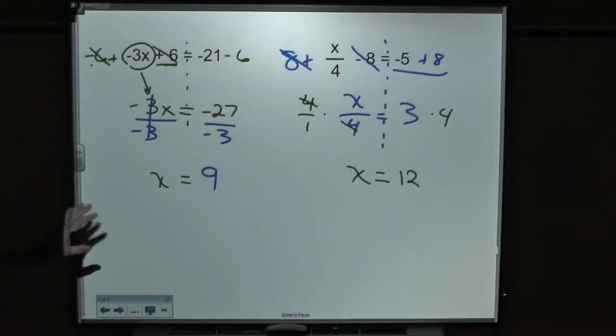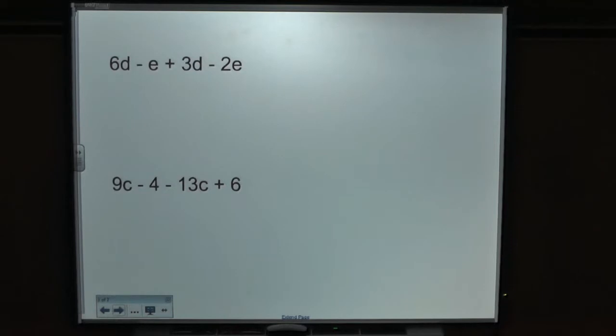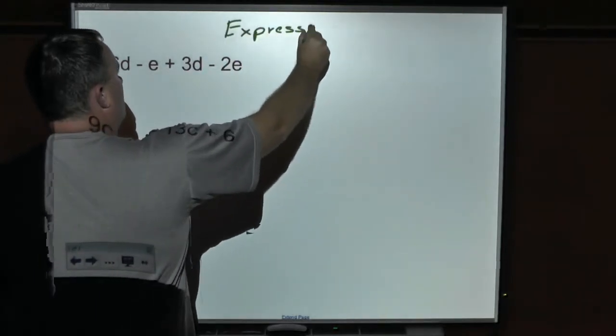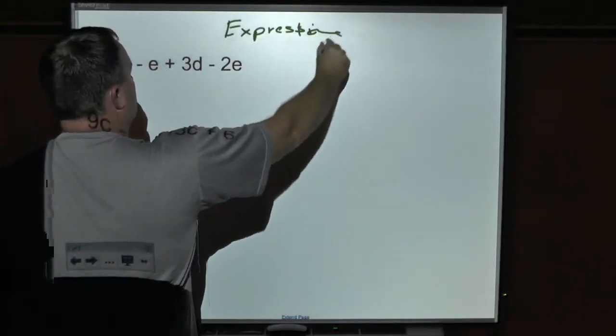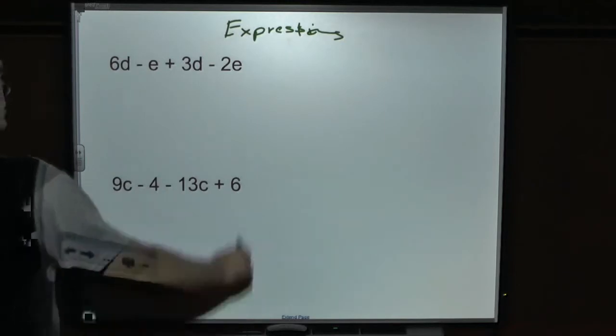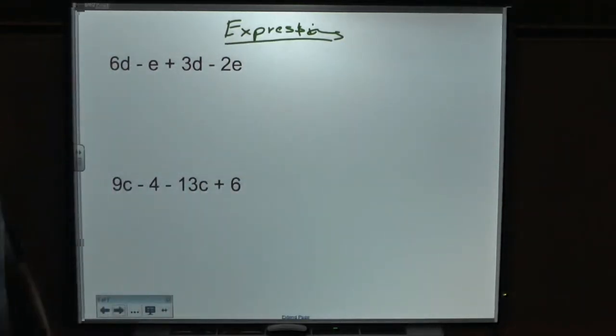Alright, so we've done one- and two-step equations. Now, this is an expression. I want to talk about expressions really quick. Expressions. Okay? When we talk about expressions, there is no equal sign. What we're trying to do with this is we are just trying to simplify it. And we talked about our like terms today.